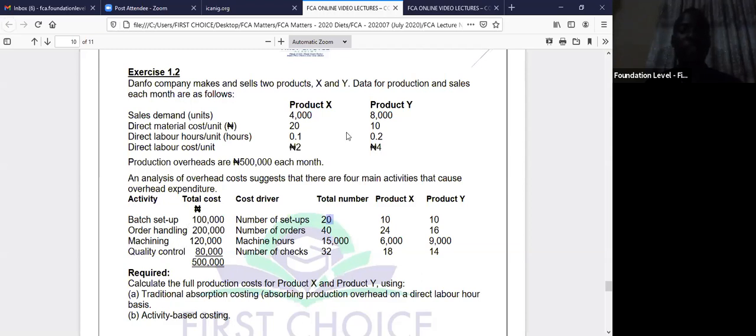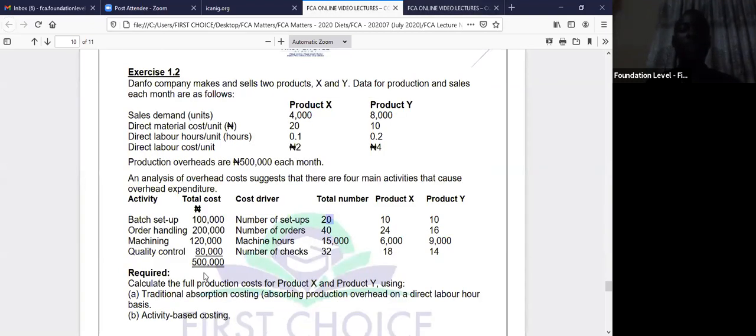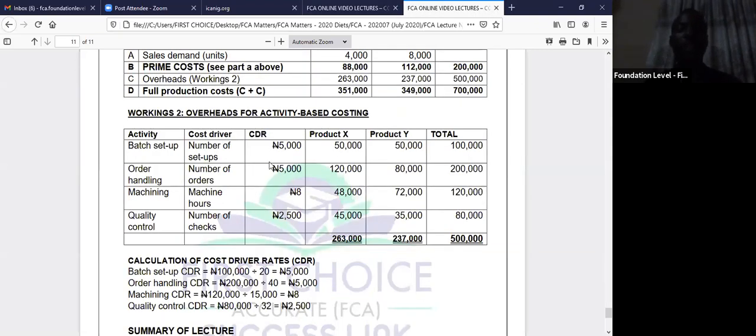100,000 is the total batch setup cost. To get the rate, simply say 100,000 divided by 20, and it gives you 5,000 naira. That is how you'll be doing for all of them. Do the ones that have their cost driver, look at the cost driver rate. Like the second one is 200,000 divided by 40. It still gives you 5,000. So that is 5,000 twice.